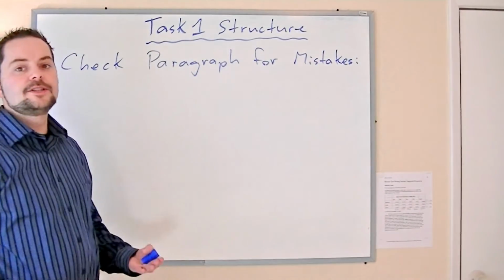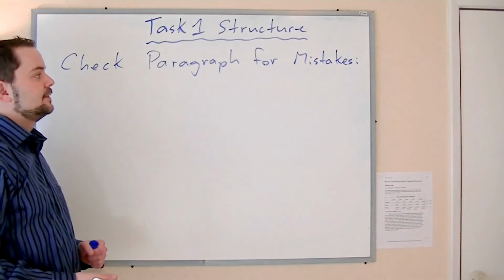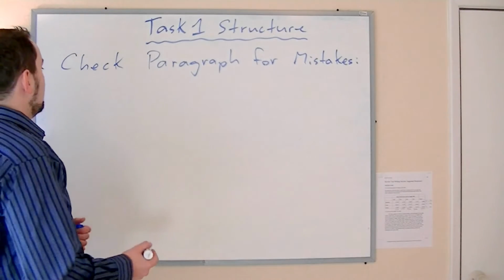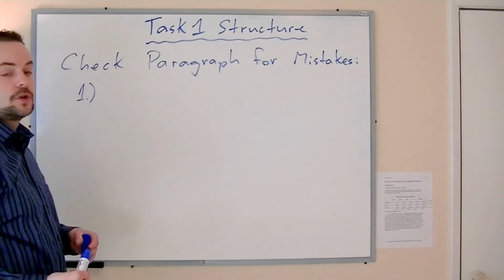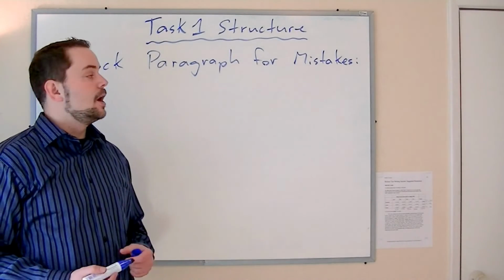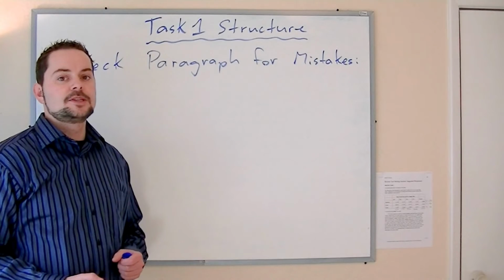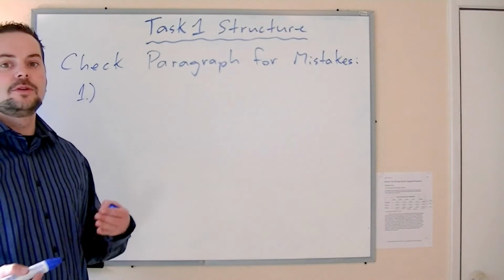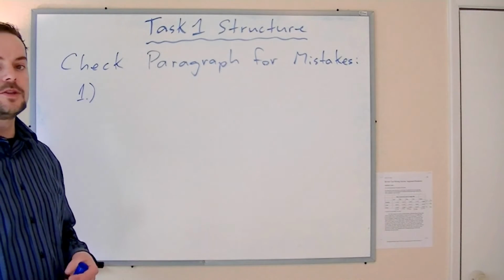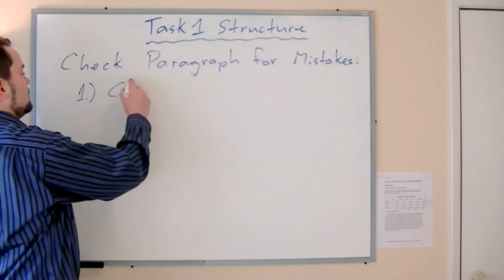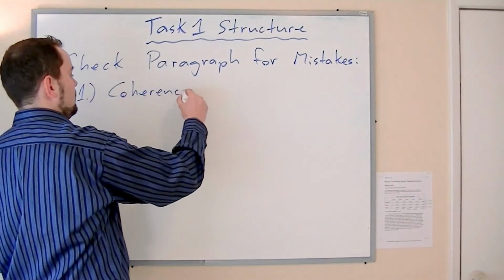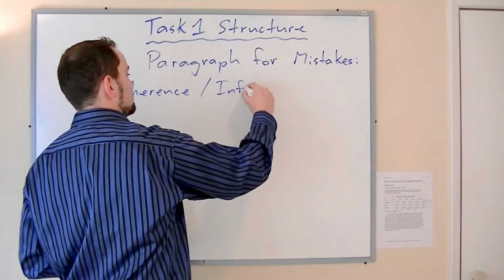There are different kinds of mistakes that can happen. The most important mistake that you want to check for is what's called coherence errors, basically information mistakes. It doesn't matter if a student is an international student or native speaking student, information mistakes are the biggest mistakes. So coherence or information mistakes.